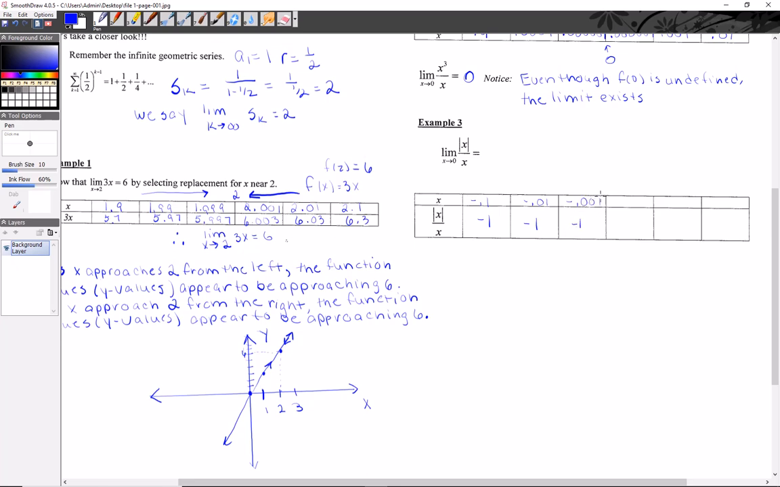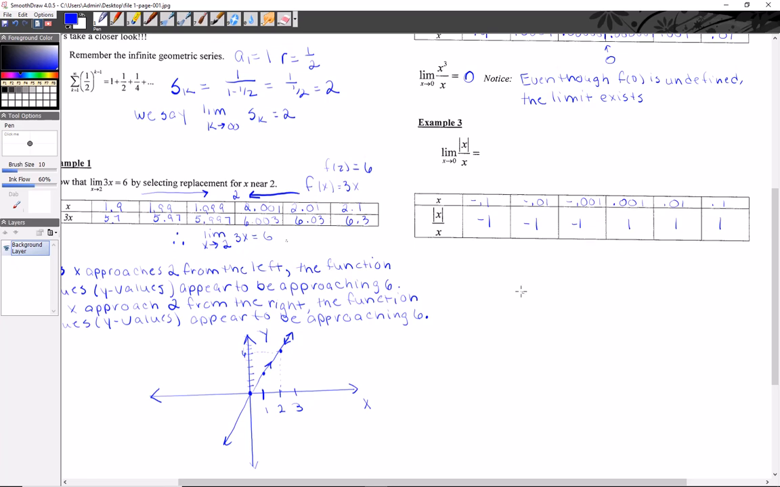So we're getting kind of close to 0. Then we'll start going above 0 to see what that does. So 0.001, and that absolute value over itself is going to be +1, and then 0.01 gives us a 1, and then finally 0.1 would give us a 1. Well, from the left it looks like we're approaching -1, but from the right we're approaching +1, and we're not seeing a limit here.